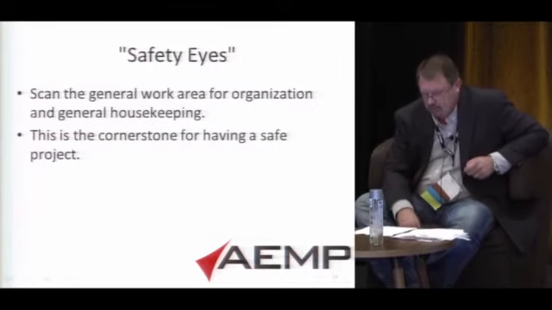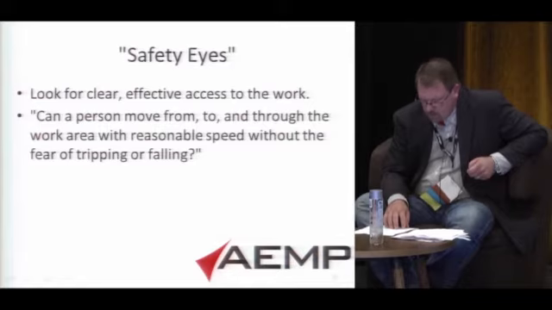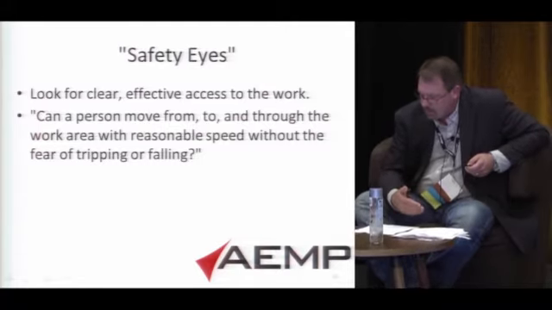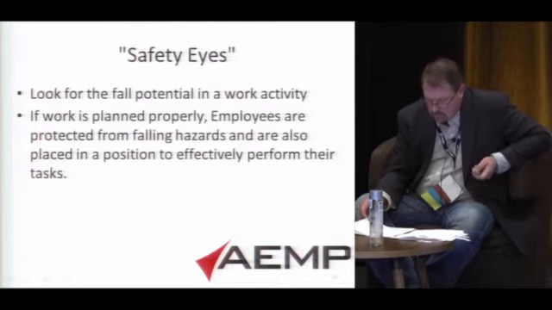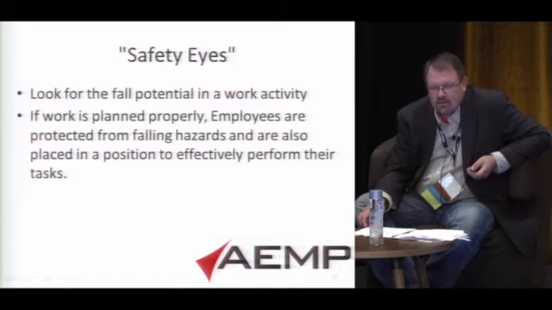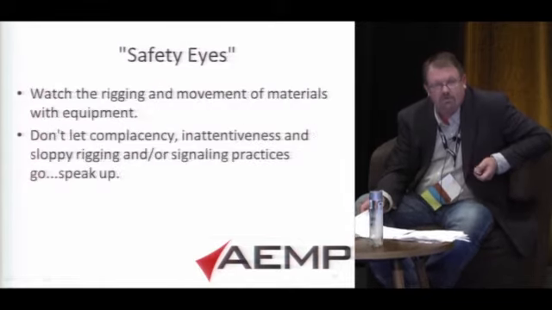Scan the general work area for the organization and general housekeeping. This is a cornerstone for having a safe project. Look for clear, effective access to the work. Can a person move from, to, and through the work area with reasonable speed without the fear of tripping or falling? Look for the fall potential in a work activity. If work is planned properly, employees are protected from falling hazards and are also placed in position to effectively perform that task.